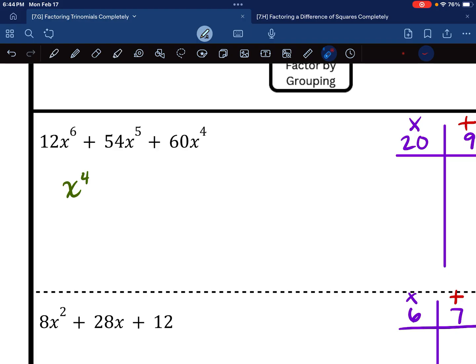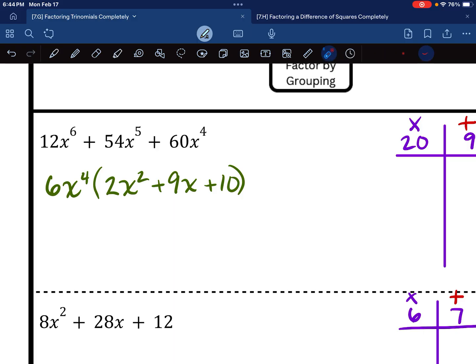12, 54, and 60, they're all even, but I think I can go a little higher. They're all divisible by 6. They're all multiples of 6. So when I divide 6x to the 4th out, I get 2x squared plus 9x plus 10.